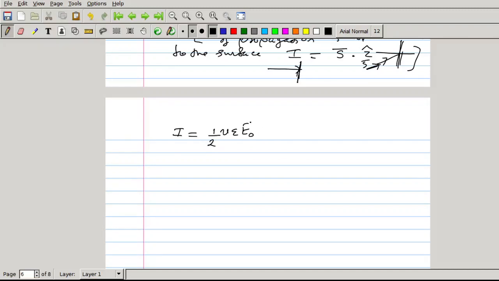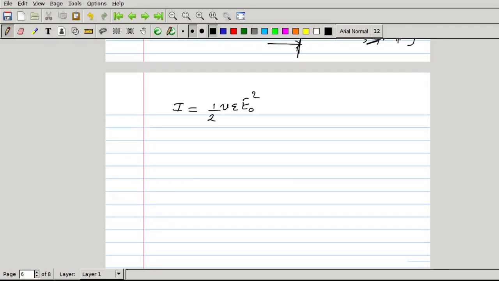This E0 is the general expression for intensity. When I take the intensity of the incident wave, I will be taking E0I. Intensity of the transmitted wave, I will be taking E0T. Intensity of the reflected wave, I will be taking E0R. So we can write the intensities.